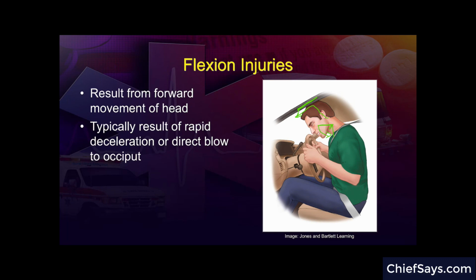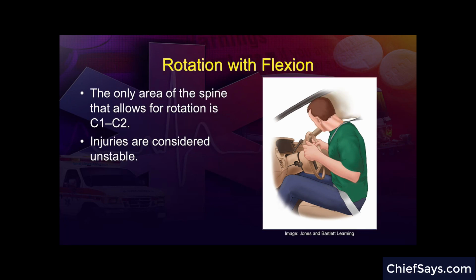A common description of this is the result of a motor vehicle collision as the head moves forward and strikes the windshield, but can also result from rapid deceleration or rapid blows to the back of the head, in which the head flexes down rapidly, probably unbeknownst to the person, so they didn't see it coming and didn't prepare themselves.